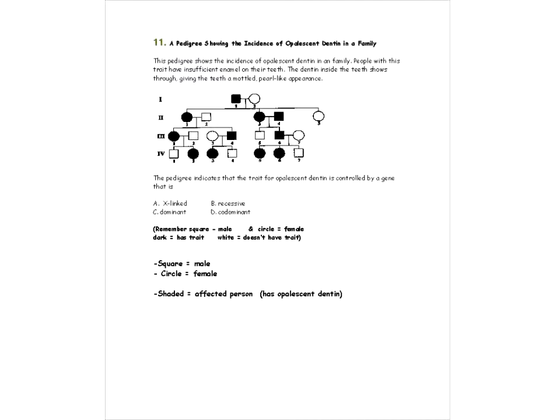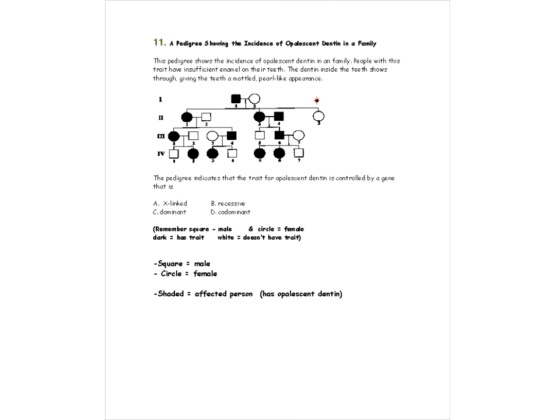The other thing to note is that dark always stands for having the trait. So whatever the trait is that is being discussed in the question is going to be dark. So dark means you're affected by the trait. Okay, so here it's talking about opalescent dentin. So anyone who's dark means they have opalescent dentin. Anyone who's white is not going to have that.